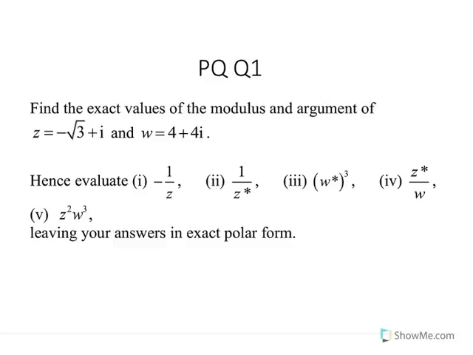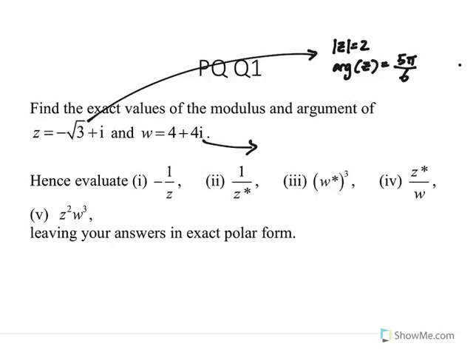Okay, again, this is a continuation of PQ part 1. Recall that in the earlier first video, we found that for Z1, the modulus of Z is equal to 2, and the argument of Z is equal to 5 pi over 6. And for W, the modulus of W is equal to 4 square root 2, and the argument of W is equal to pi over 4. With that, we are going to look at part 2.